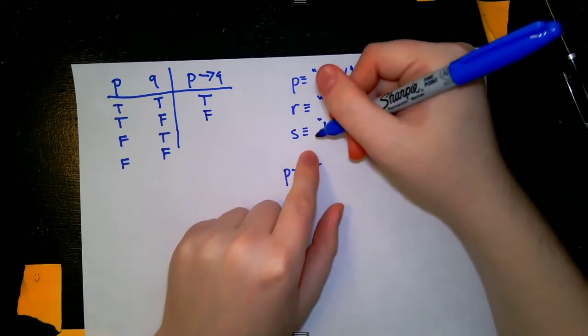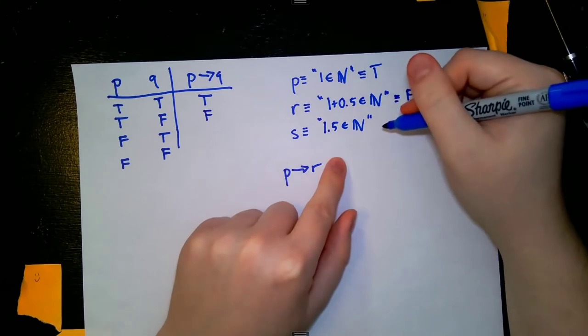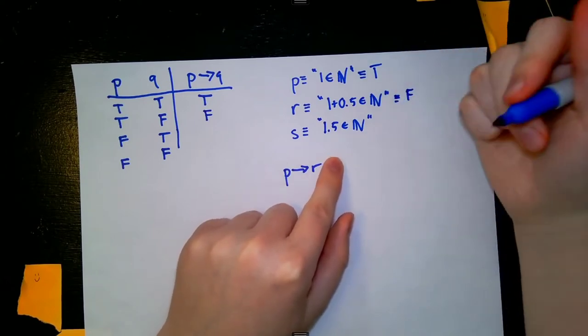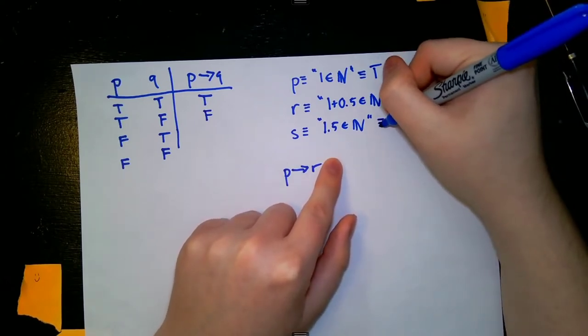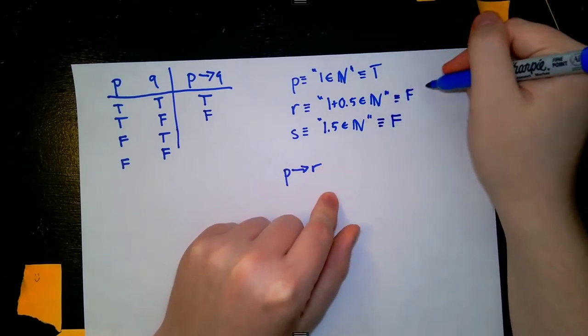Now for the next one, I want to take a look really quick at S's truth value here, 1.5 being a natural number. This is, of course, false for similar reasons discussed for R being false.